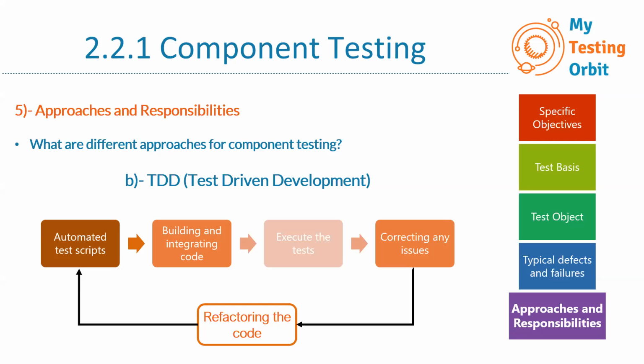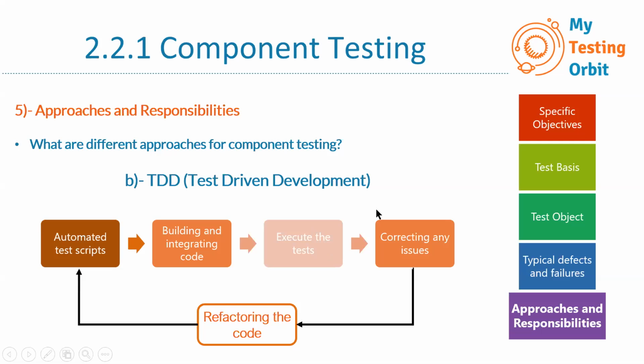If there are any issues, we will correct those issues. Then based on whatever fixes we have done on the defects, we will refactor the code. We will make the changes in the test scripts, then execute the test. If there are still any issues, we'll correct that. And we will continue this process until the component has been completely built and all component tests are passed. So this is the concept of TDD.